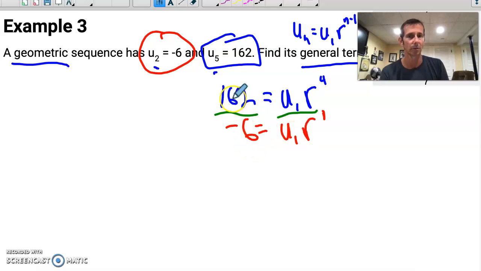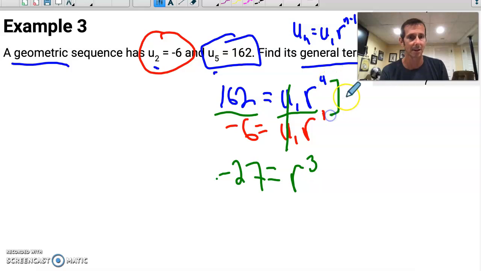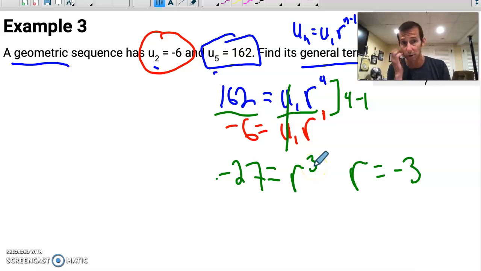So these two things are equal, so I'm dividing the blue by the exact same amount, and this I can do. 162 divided by -6 equals -27, and what happens is u1 divided by u1 cancels, and that's how I get to eliminate one of my variables. And r^4 divided by r^1 is r^3, because I can subtract these exponents. And now I can take a cube root, and luckily for me, I know what the cube root of -27 is. If this r cubed is -27, then r has to be -3. And if you don't know your cube roots, your calculator will do a cube root for you.